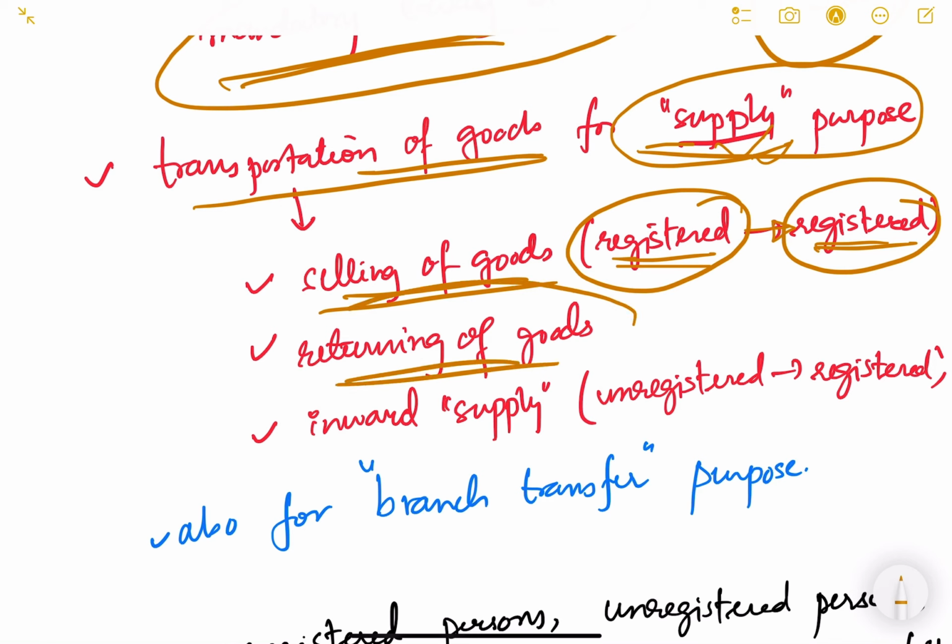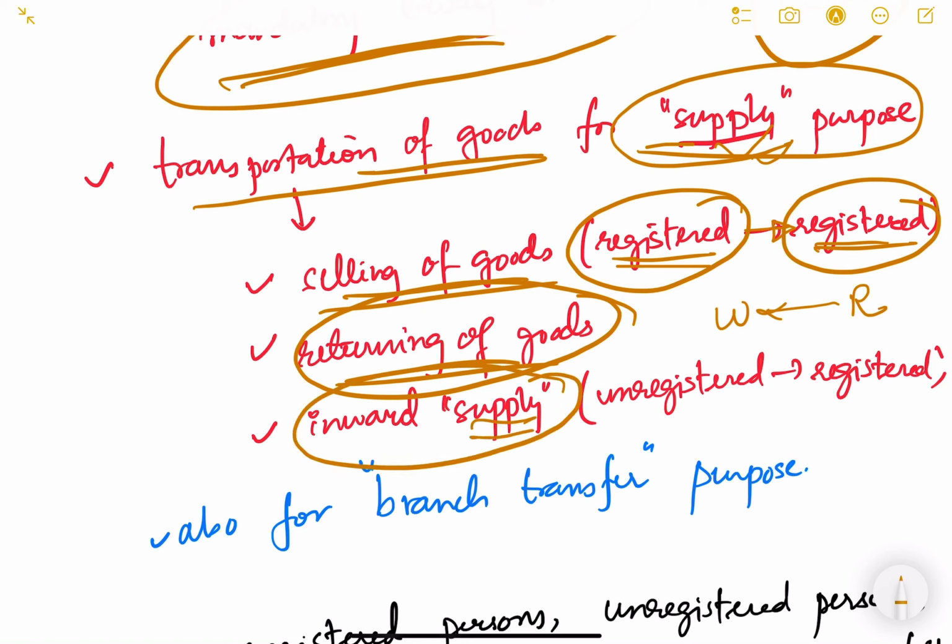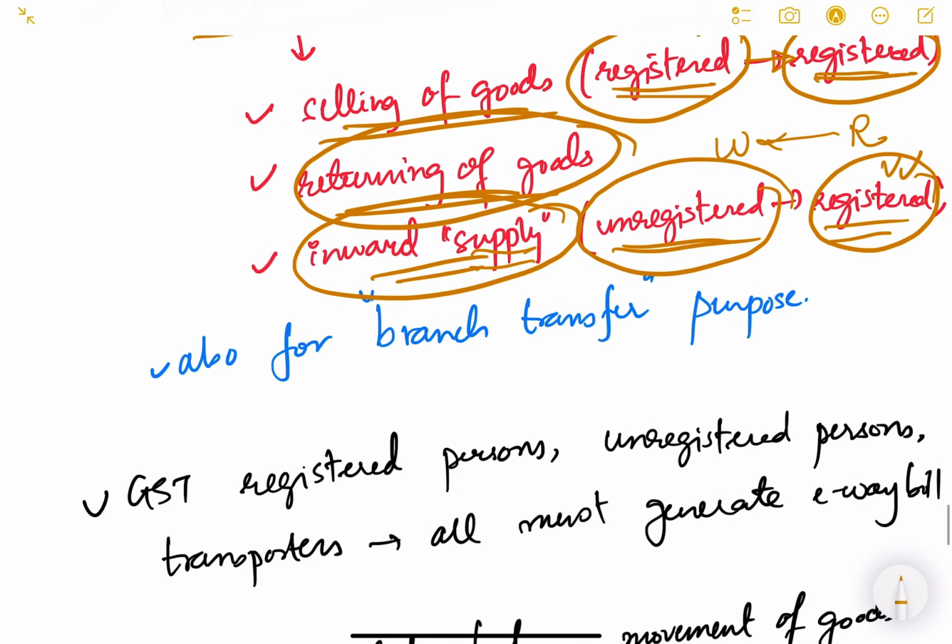Or if there is a returning of goods, sometimes one businessman returns goods to another businessman. For example, a retailer is returning goods to the wholesaler. At that time also they have to generate the EWay bill. Then inward supply. Inward supply means an unregistered businessman or unregistered company is selling goods to a registered company. It is the responsibility of the registered company, as the receiver and recipient of the goods, to have the EWay bill generated. So it is known as inward supply.